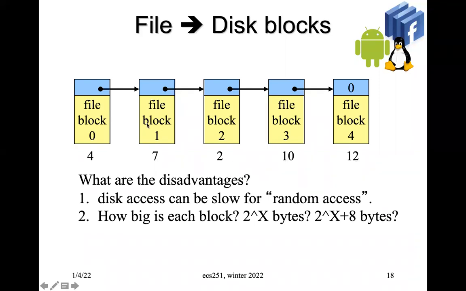4, 7, 2, 10, 12, right? So it's block number 0, block number 1, 2, 3, 4, 5 blocks. Now we can store the pointer to the next. So over here, it will store a pointer to 7. Over here, it'll store 2. Over here, 10, and over here, 12. So that's basically one way to do it using a data structure we're familiar with. It's called a linked list.